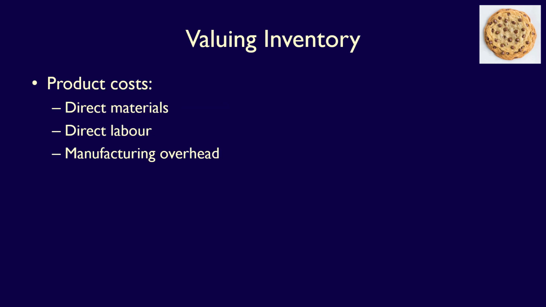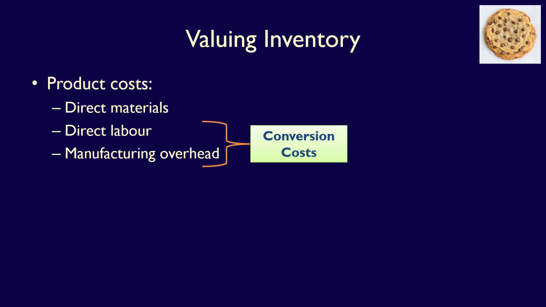Note that in a manufacturing environment, the cost of a product includes direct materials, direct labor, and manufacturing overhead. However, for purposes of determining the cost of inventory in a process costing system, we combine direct labor costs and manufacturing overhead costs into one category called conversion costs. That's because these 2 costs are used to convert direct material into finished goods, hence the name for this combined category, conversion costs. Keep that in mind as we move through this video.